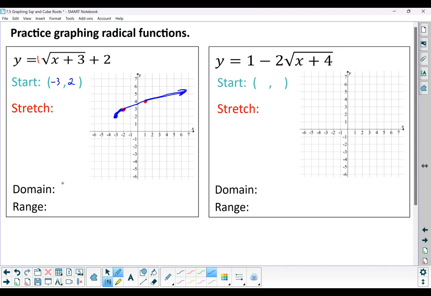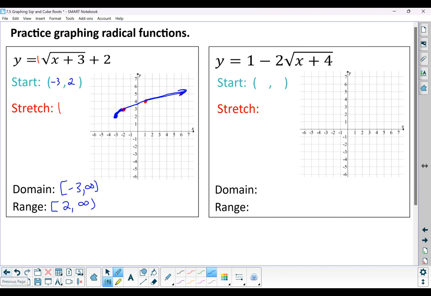The domain of this function, from left to right, is from negative 3 to infinity. For the range, we're thinking of the lowest value to the highest value, so it'll be from negative 2 to infinity. Okay, here's our first function where we have a stretch happening.